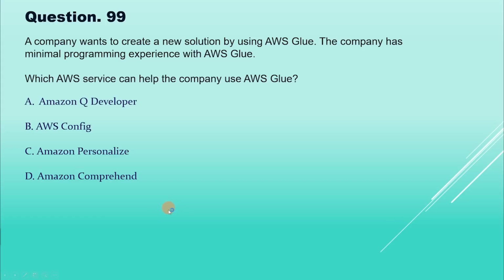And I hope it must be an obvious answer for you. So I am going to reveal the correct answer. And the correct answer here will be option A, Amazon Q Developer. Because Amazon Q Developer is the service that would most help a company with minimal programming experience in AWS Glue. It simplifies the process of building and managing data workflows, making it easier to use Glue without needing deep programming expertise. So option A, Amazon Q Developer, is the correct answer here.